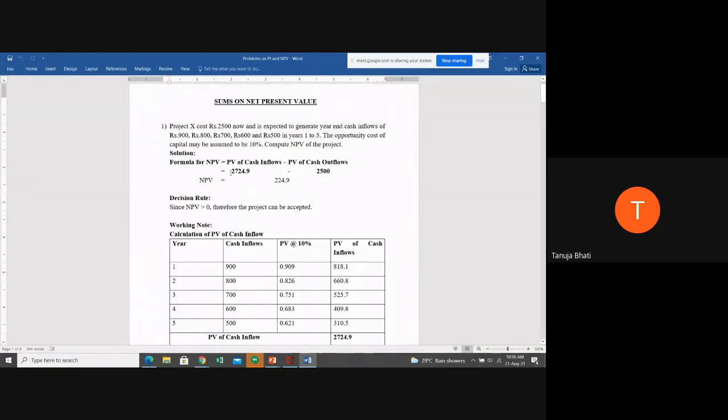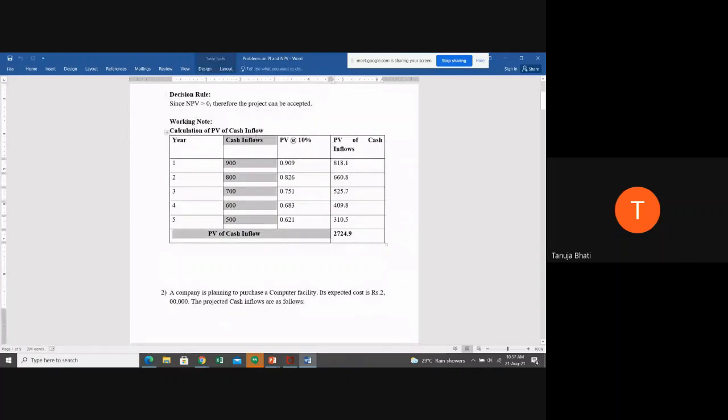For this, a working note will be required. So you have to prepare a working note. Let us see the working note. Calculation of PV of cash inflows. What you have to do is write the year in a particular column. Cash flows, these two columns you take as it is from the problem. Next, take PV at the rate of 10%. Now, can any student tell me from where I got these factors? From the table.